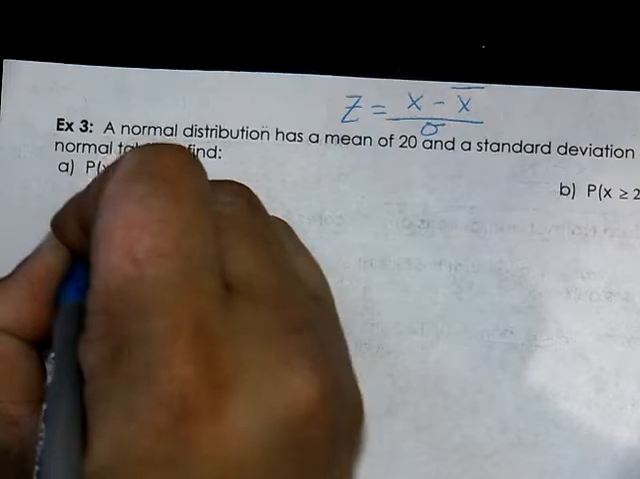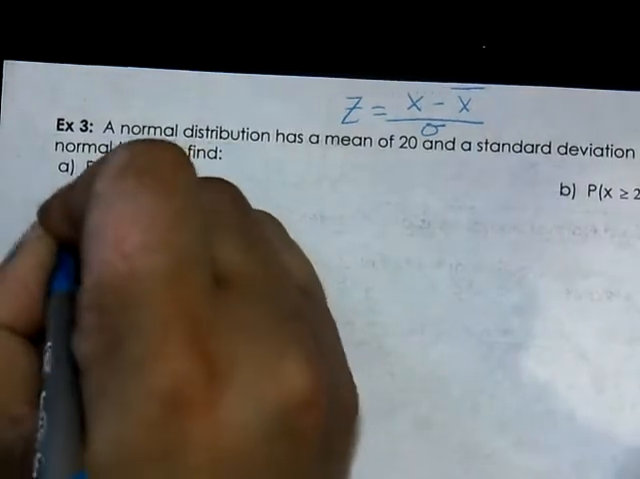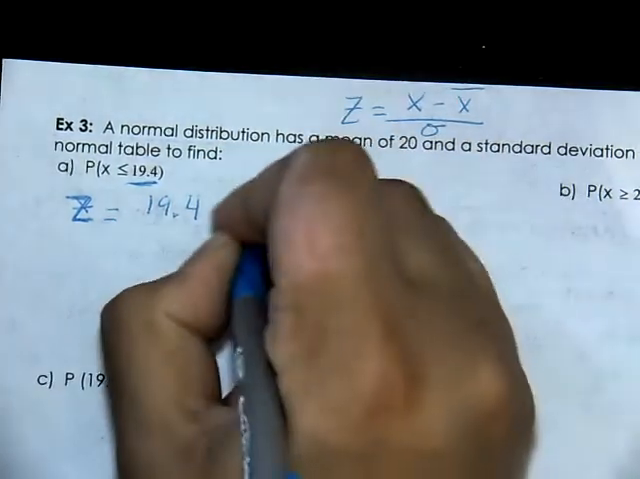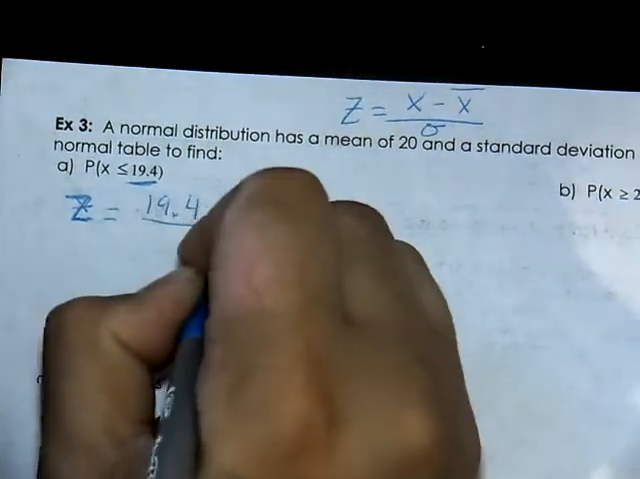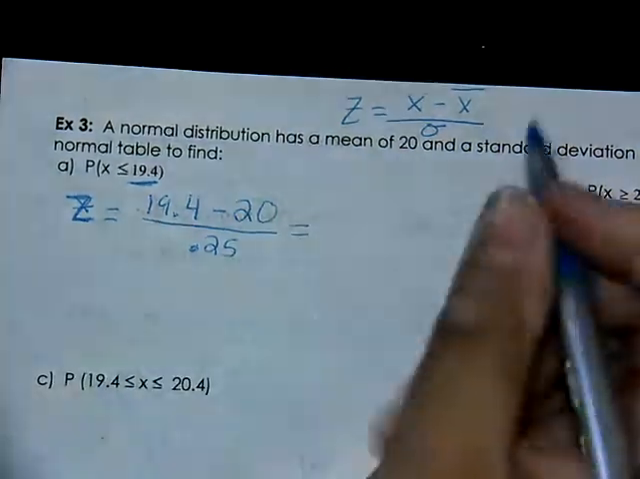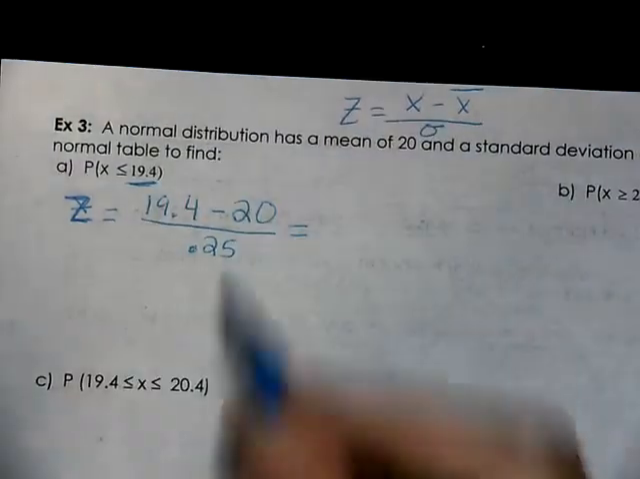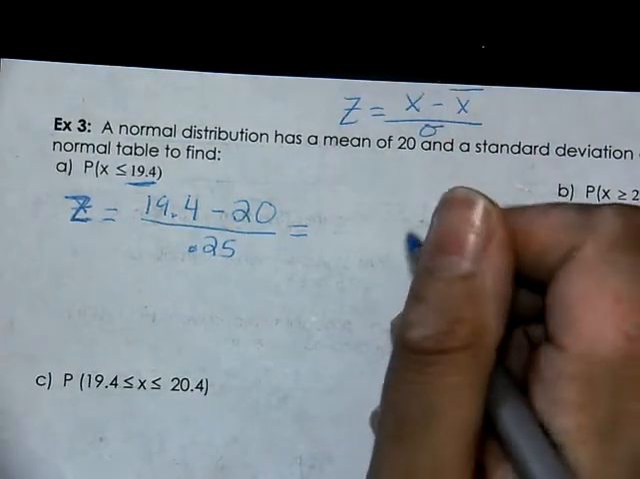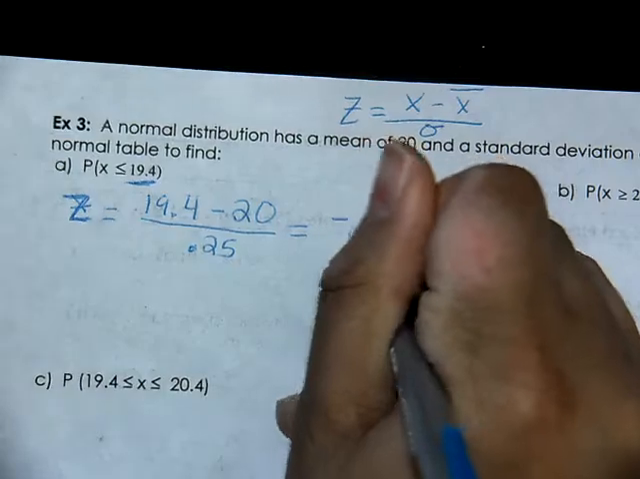So we'll do z equals 19.4 minus our mean, which is 20, and then divide that by the standard deviation, which is 0.25. Definitely use a calculator to help you with some of these, because you're dividing some decimals. So this one, again, use a calculator to help you, but it comes out to negative 2.4.